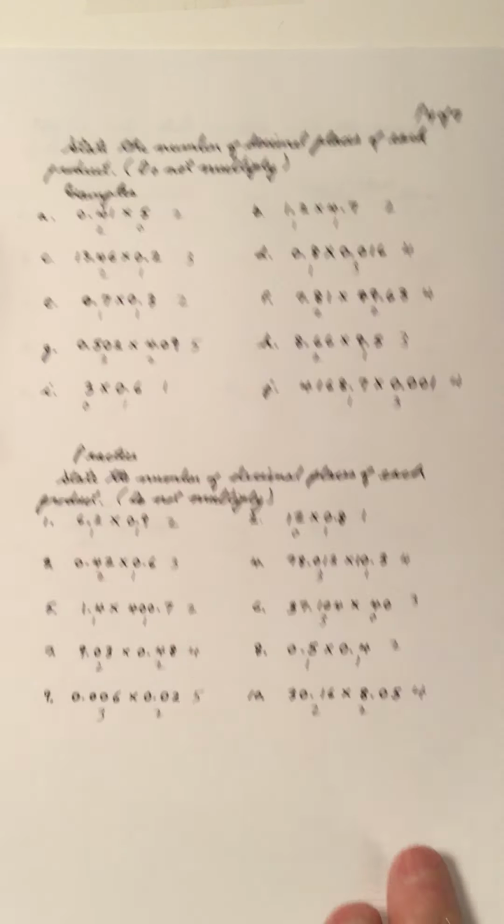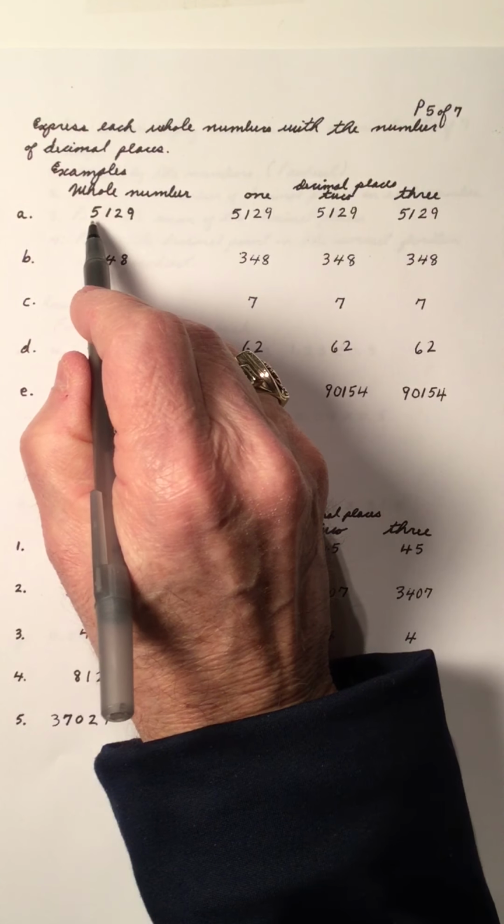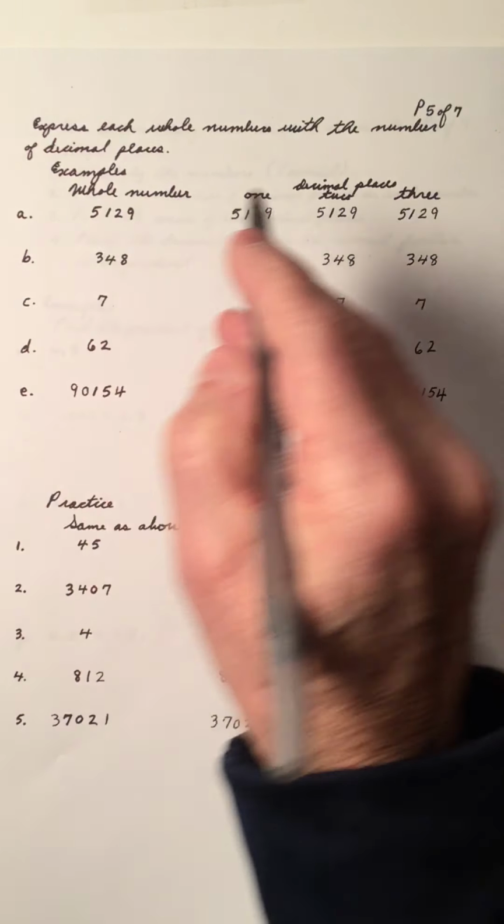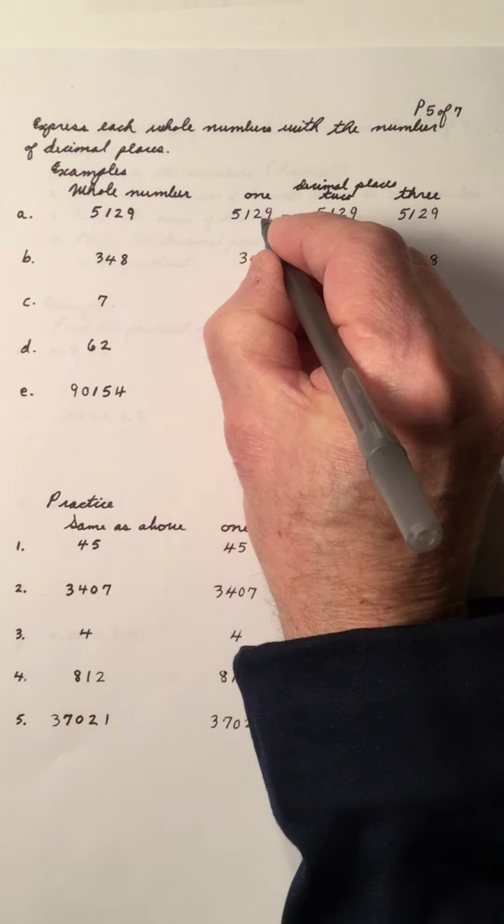Express each whole number with the number of decimal places. So if you take 5129 and you want 1 decimal place, I have to make it 512.9. If I want 2 decimal places, I'll have to make it 51.29. 3 decimal places, I'll have to make it 5.129. So 1 after, 2 after, 3 after.